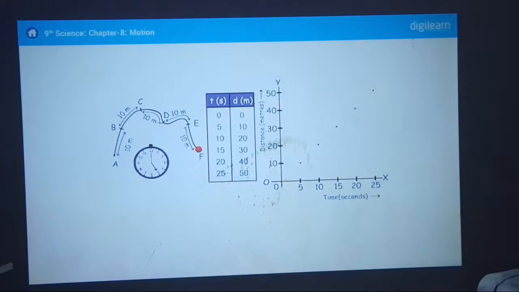Look at the distribution of points. They fall on a straight line. Join the successive points by a segment of line. All points lie on a straight line. Such a straight line or linear graph is obtained for the motion of a body with uniform speed. In other words, if the distance time graph of a body in motion is a straight line, then it is moving with a uniform speed.